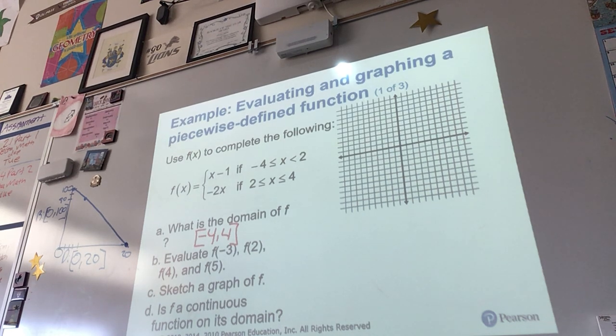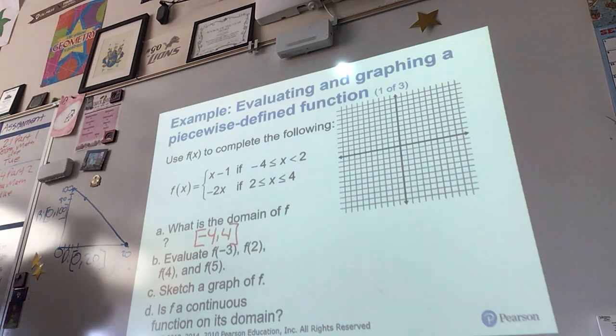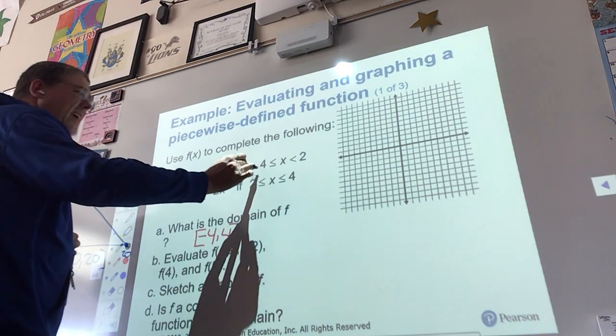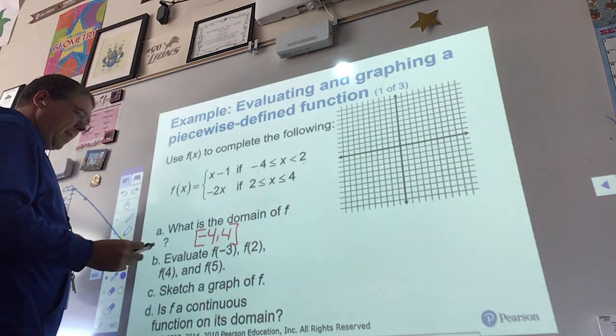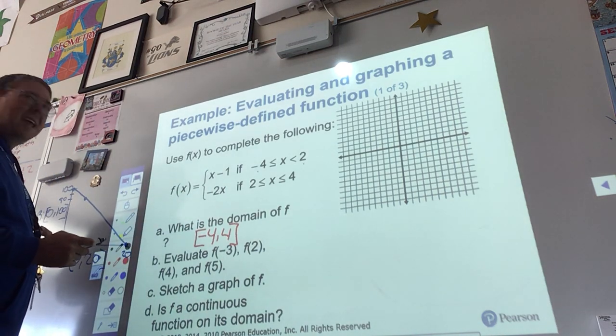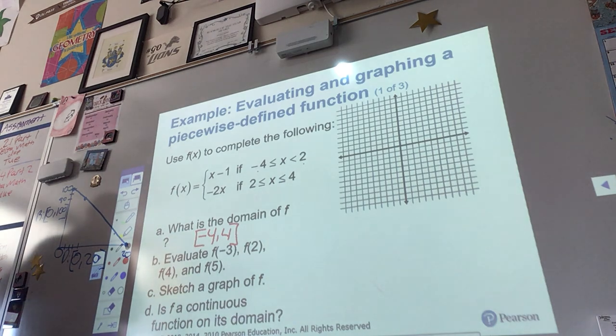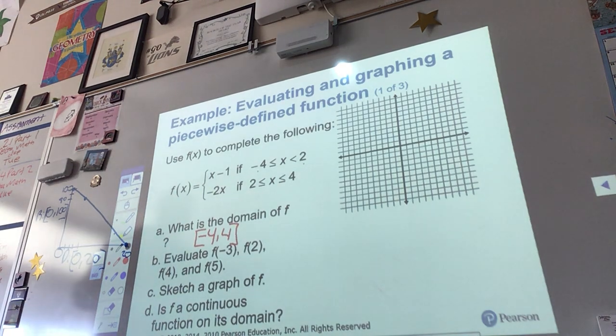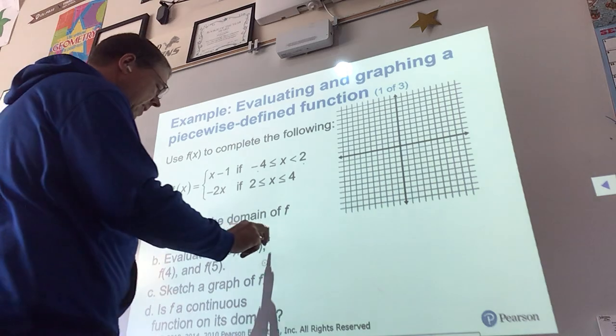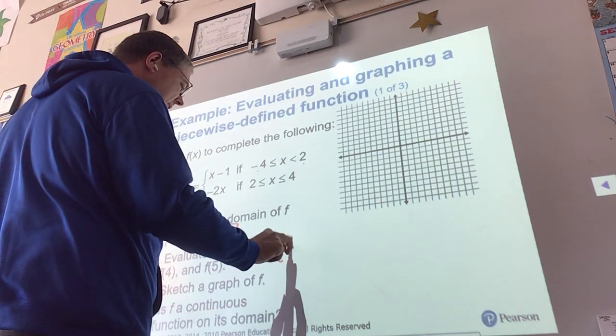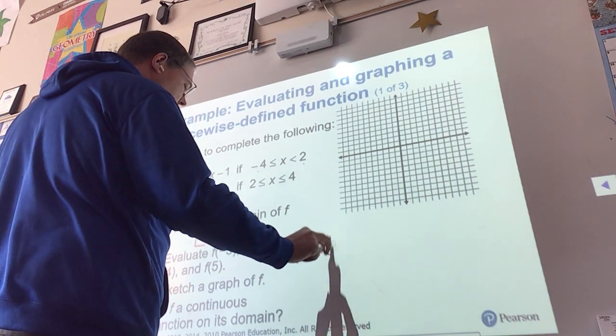Okay, so, Luna, if I plug -3 in, would I plug it into the top function or the bottom function? In the top one. Because -3 is between -4 and 2. So I plug -3 in, and Sam, what would I get? -3 minus 1. -3 minus 1 would be -4. So f of -3 equals -4.